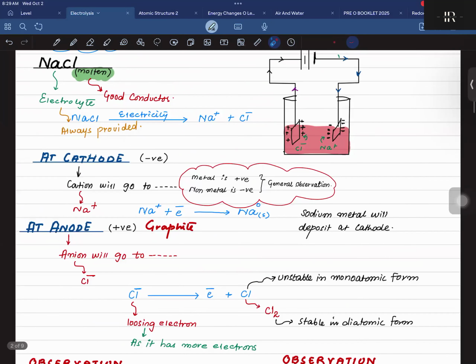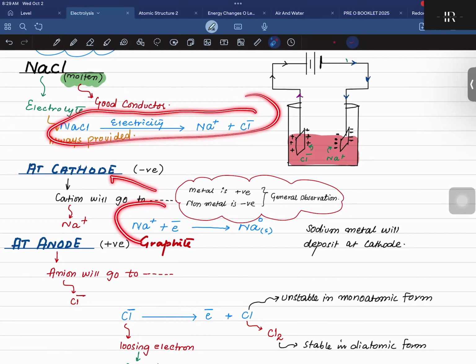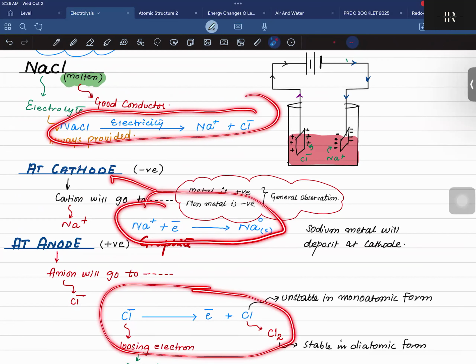Now, let me summarize it. Whenever the examiner gives you any type of electrolysis, you are supposed to write this equation first, then this equation, and then this equation. That's it.